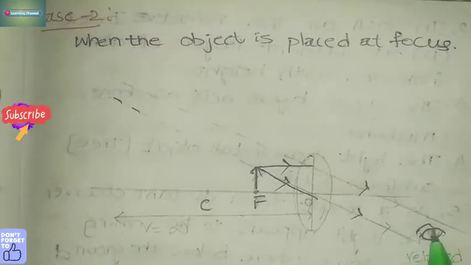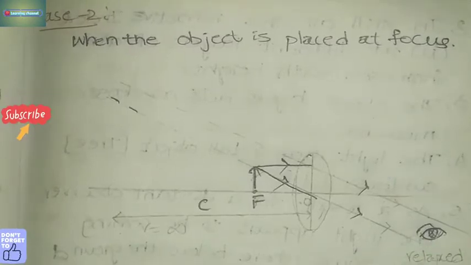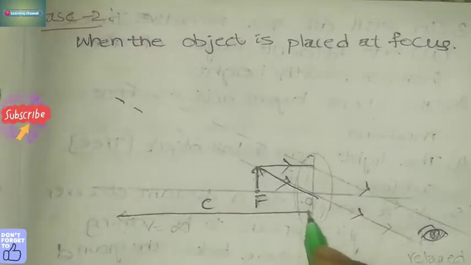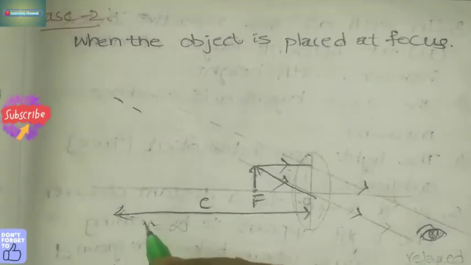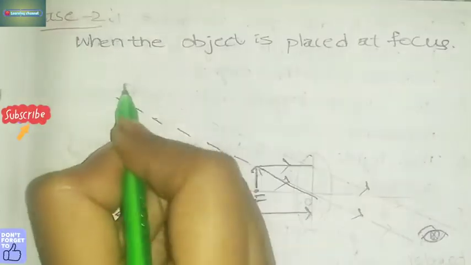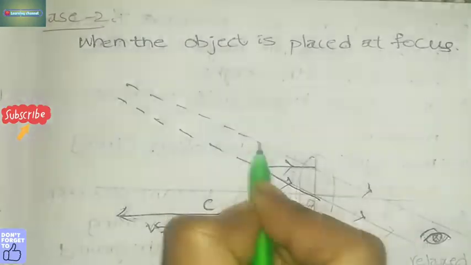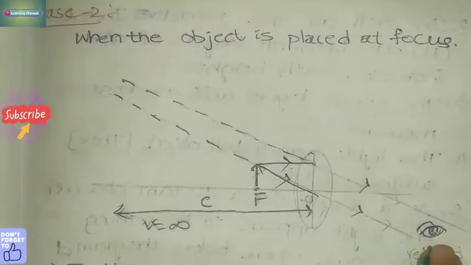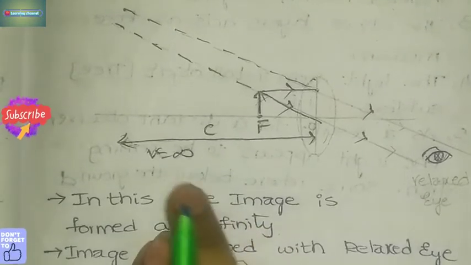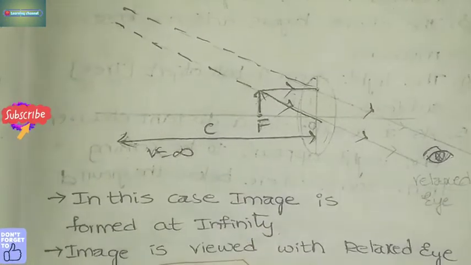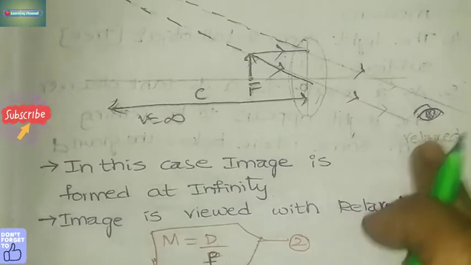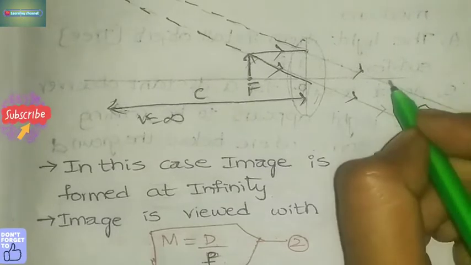Here we have our eye. Our eye is in a relaxed state. In this case, when we place the object at focus, the image distance will be infinity, because the image is formed at infinity. Just extend the line. This is the convex lens. So the image is formed at infinity, and because of that the image distance is equal to infinity. And the image is viewed with a relaxed eye.